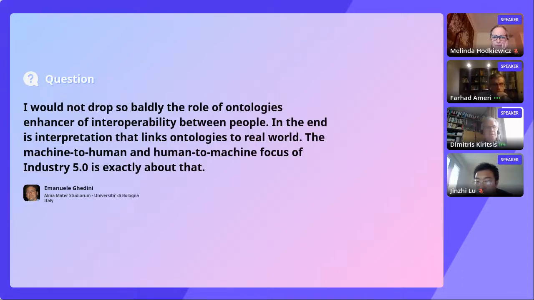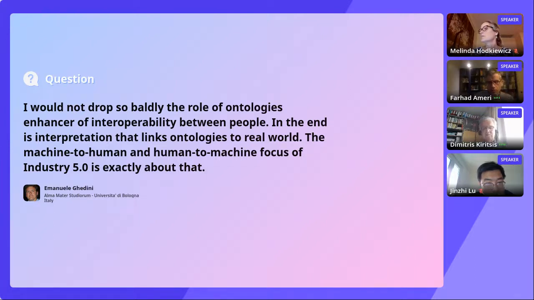Now it is also highlighted that this is a topic of Industry 5.0, where the human is at the center of the operations, industrial and other activities. So I understand from Emmanuel's point that we need technologies to enable interoperability between people. So what do you think? Can ontologies play this role, or should they remain tools to enable interoperability between machines? And by machines, I mean software that serves machines.